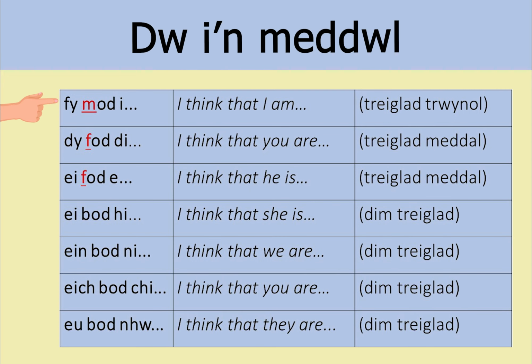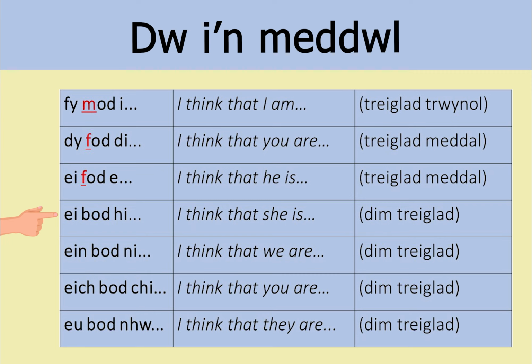Dwi'n meddwl fy mod i. I think that I am. Treiglad trynol. Dwi'n meddwl dy fod di. I think that you are. Treiglad meddal. Dwi'n meddwl ei fod e. I think that he is. Treiglad meddal. Dwi'n meddwl ei bod hi. I think that she is.